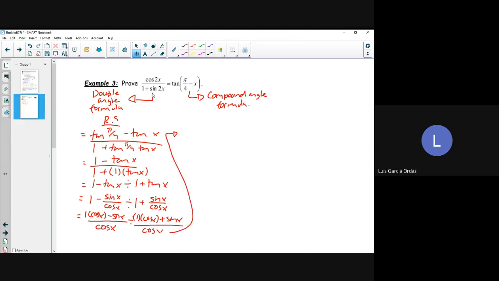So now what we have to do is flip over the second fraction. So we have cos x minus sine x over cos of x times cos of x over cos x plus sine x. So what is our last step? What is the last step for us to do for this to be simplified?